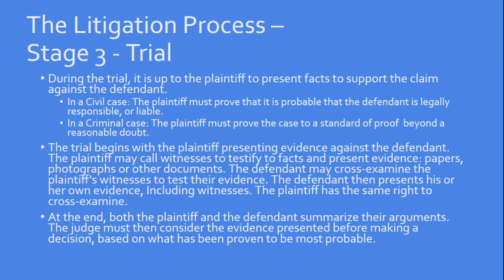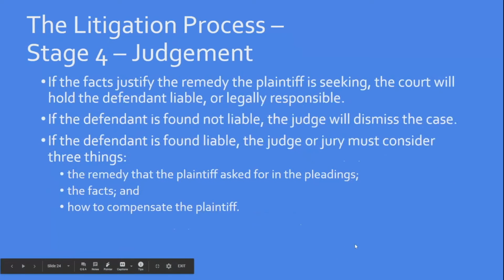At the end, both the plaintiff and the defendant summarize their arguments. The judge must then consider the evidence presented before making a decision based on what's proven to be most probable. Again, most probable. So the judge will take it away, think about it, consider it, and produce what's called a judgment. If the facts justify a remedy the plaintiff is seeking, the court will hold the defendant liable and basically award the damages. If the defendant is found not liable, the judge will dismiss the case.